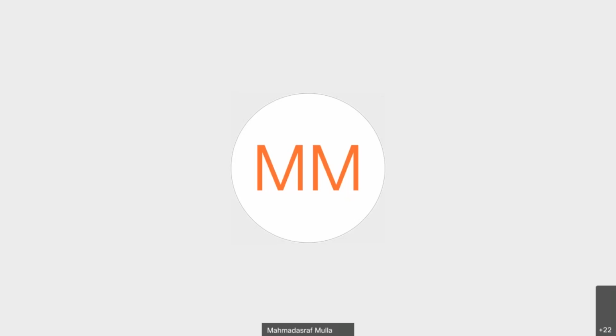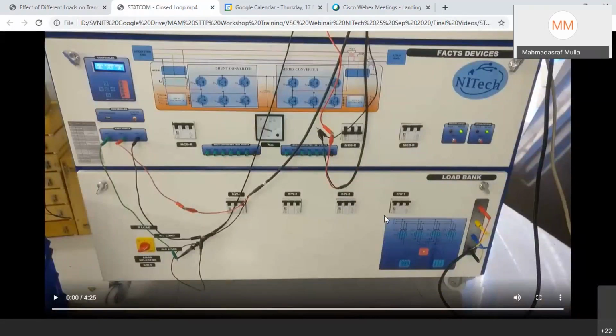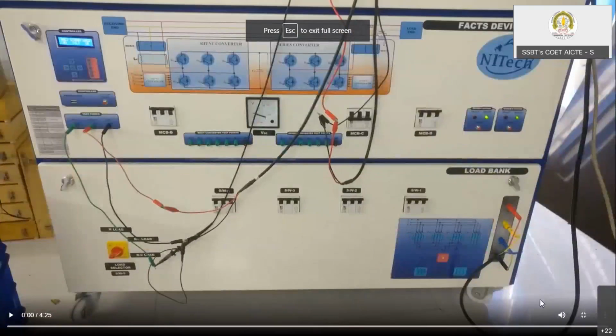Okay. Yes. So I'll play a clip for this shunt compensator, and then we'll take it further. Are you able to see the Google Chrome screen? Yes, sir. Okay, I'm playing it.